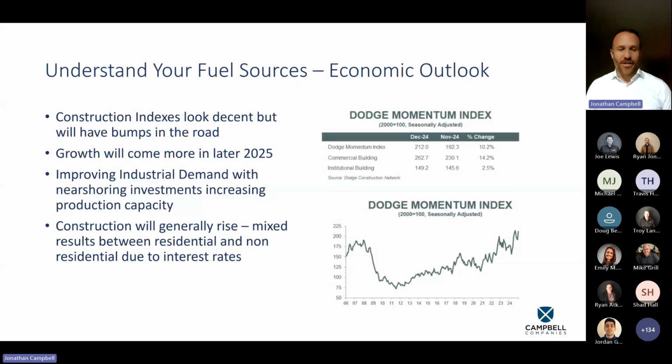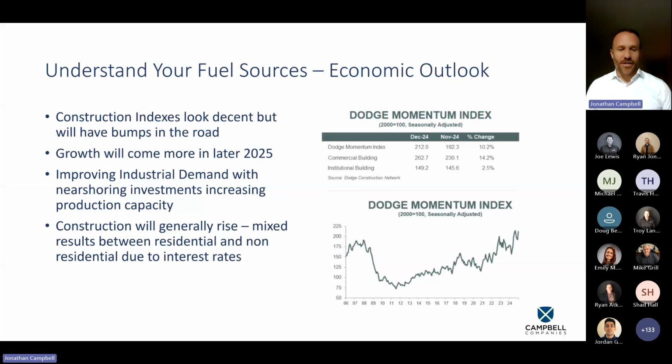As you can see in the Dodge Momentum Index, that's basically an outlook for non-residential construction for the next year. Look at where we were in 2019. That was a pretty good year. And then we had some pullback during COVID, and then this thing just took off like a rocket. So we're still far ahead of where we were in 2019, but it is probably time for a bit of correction in how the markets operate and how they work. But look for growth to come later on in 2025, in the later half of the year.